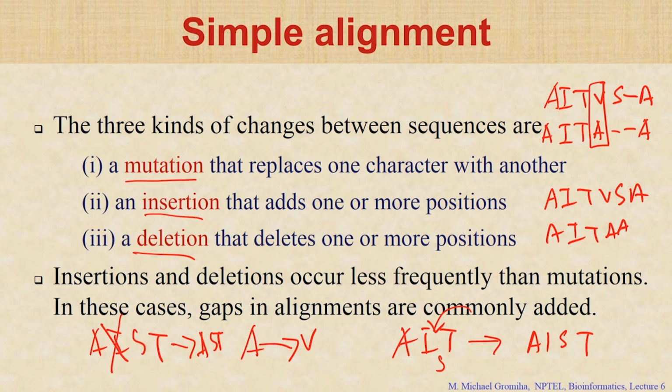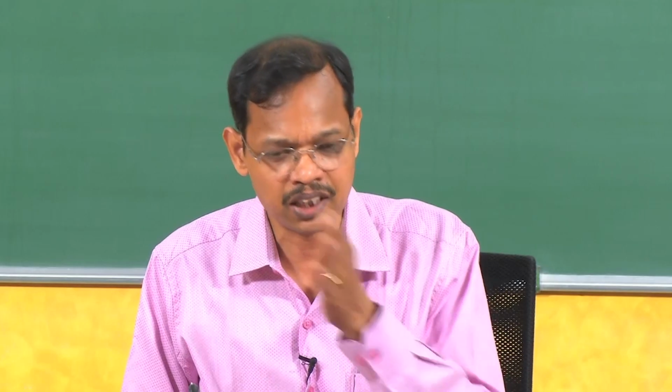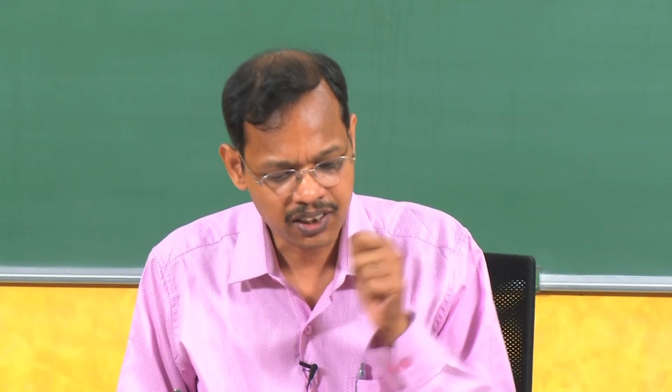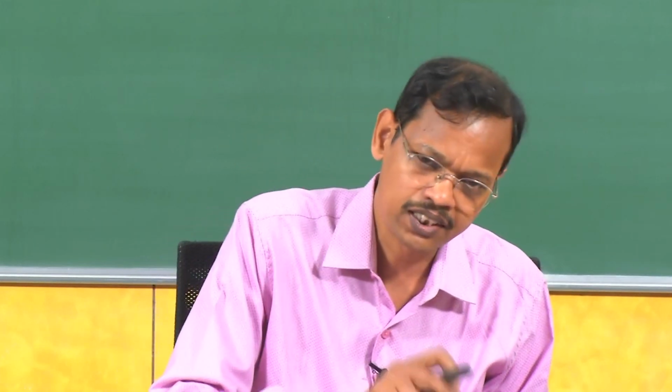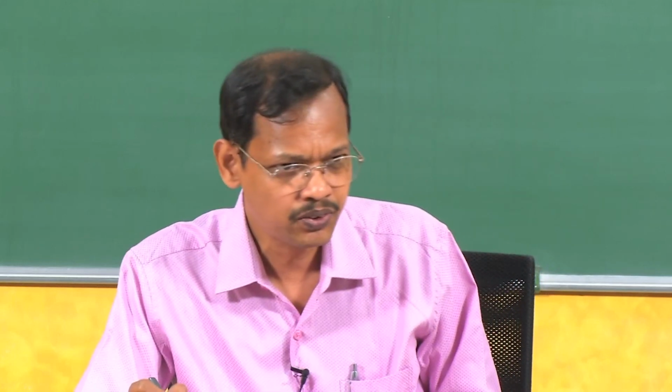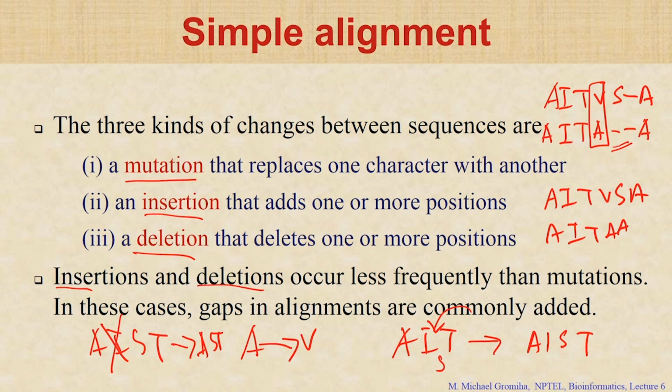Then if you look into these sequences, insertions and deletions occur less frequently than mutations. If you see different sets of sequences from the same organisms, you frequently see mutations, changing one amino acid by another amino acid, right. There is less possibility of insertions and deletions, but we can represent them by gaps, right. This is not frequent, so this will be influenced with a high penalty when you make a sequence alignment.